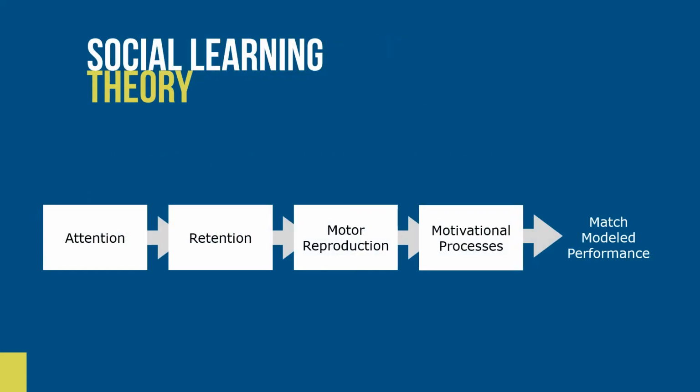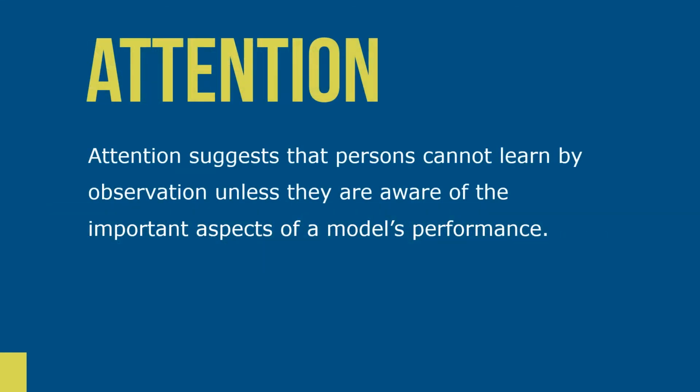Social learning theory suggests that 4 processes are involved in learning: attention, retention, motor reproduction, and motivational processes. Attention suggests that persons cannot learn by observation unless they're aware of the important aspects of the model's performance. Attention is influenced by characteristics of the model and the learner.